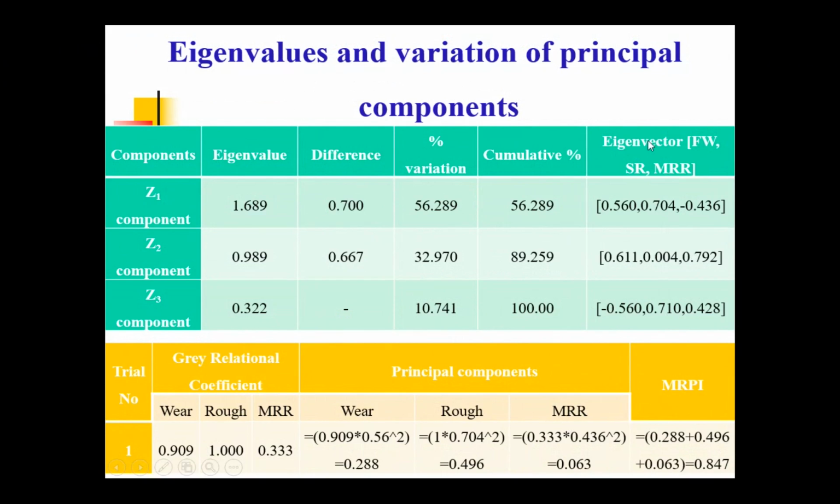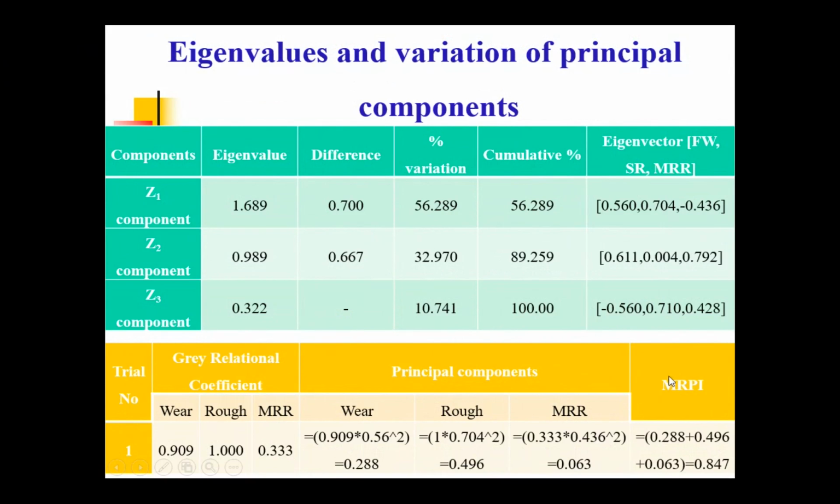Similarly for MRR, the eigenvector is minus 0.436. Since we are going to square, the minus will also become plus. So 0.333 into 0.436 square, that is 0.063.